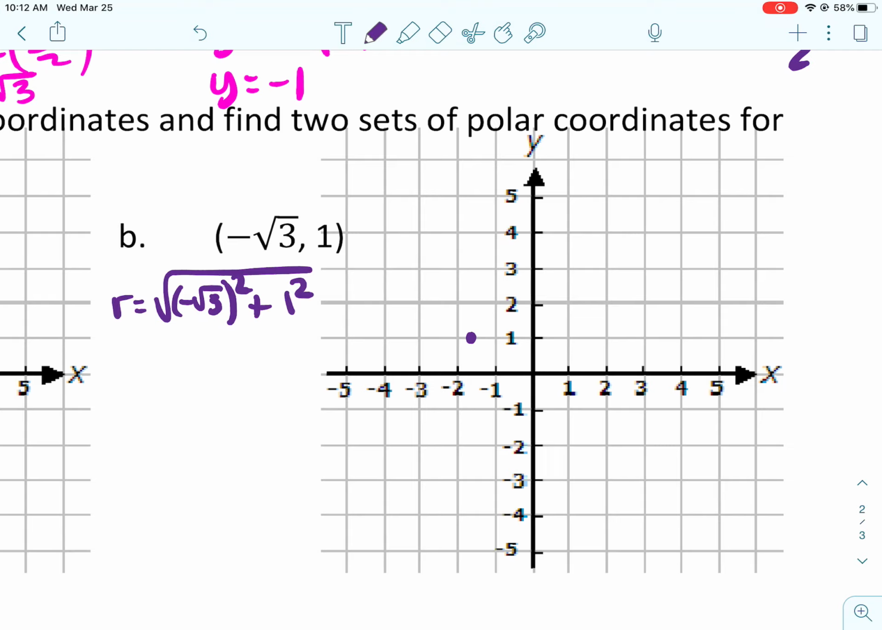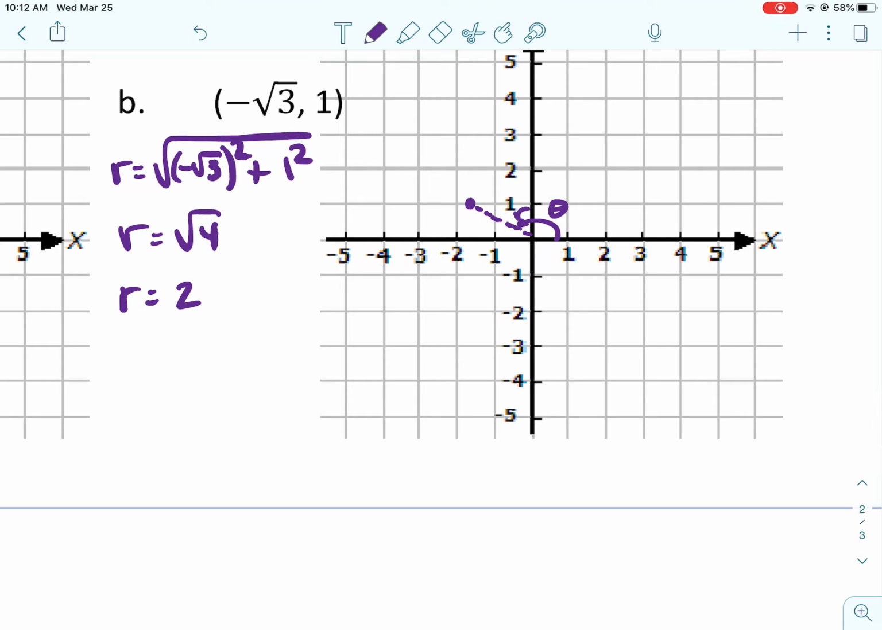Okay, but to find r is basically the Pythagorean theorem. So it's the square root of negative square root of 3 squared plus 1 squared. So that's going to be 3 plus 1, the square root of 4, or just 2. So r is 2. Alright, so we figured out how far we're going to move. Now we need to figure out what angle we need to take.